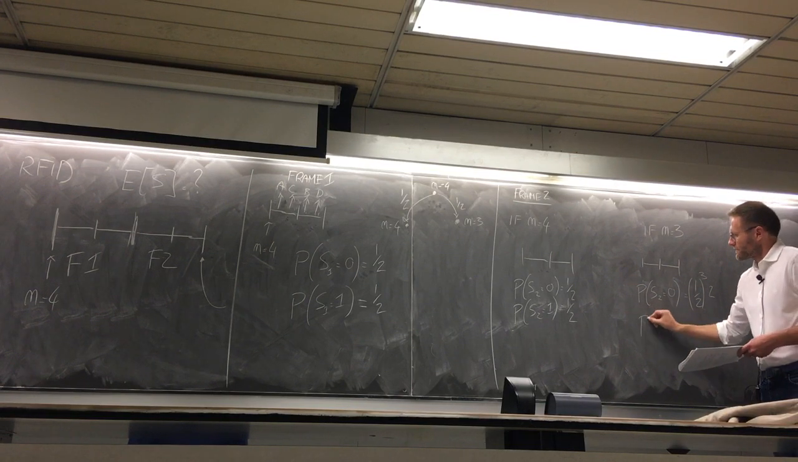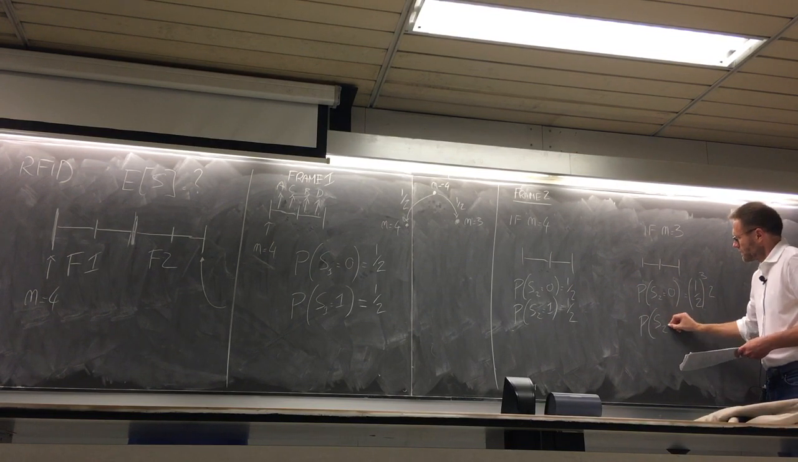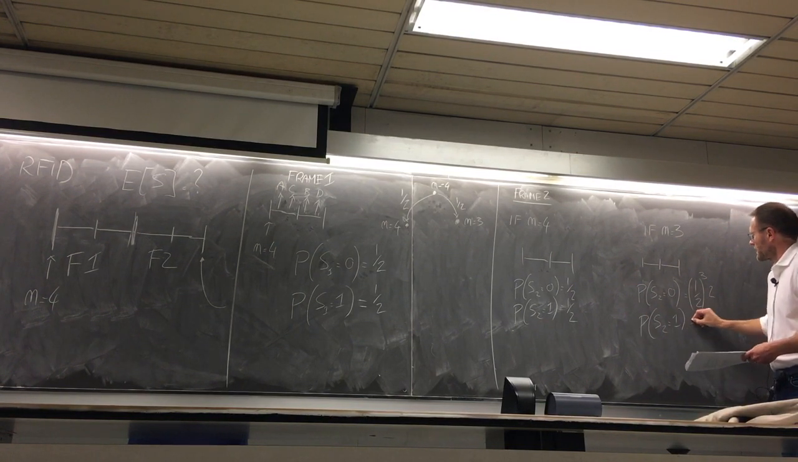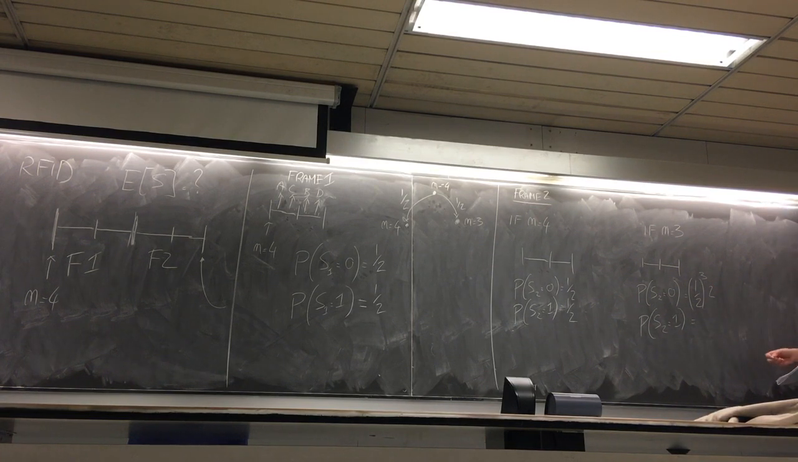And then by difference, P(S2 = 1) is 1 minus this thing here, that is 3/4, right? It's 1 minus the probability that S2 is equal to 0. Clear?